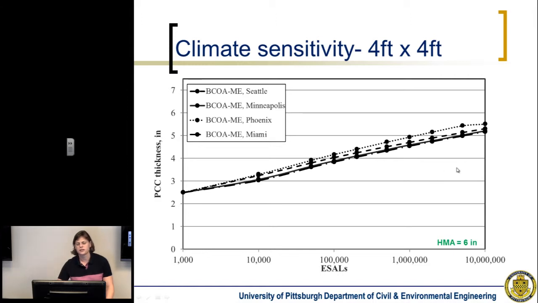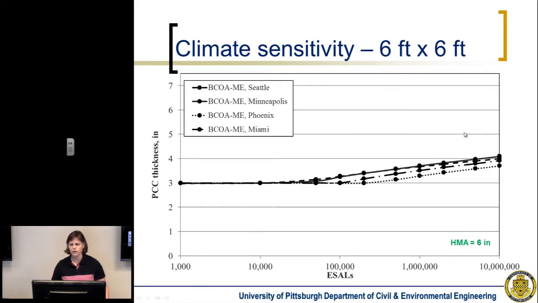Next, we're going to look at the sensitivity to climate, and you'll notice that we don't have the older procedures on here, the ACPA or the Colorado DOT procedure, because they didn't consider climate within those procedures. So for the 4x4, it's not really sensitive to climate. Again, you have very small slab sizes, and so it's not as sensitive to the curling and the warping because the slab sizes are so small.